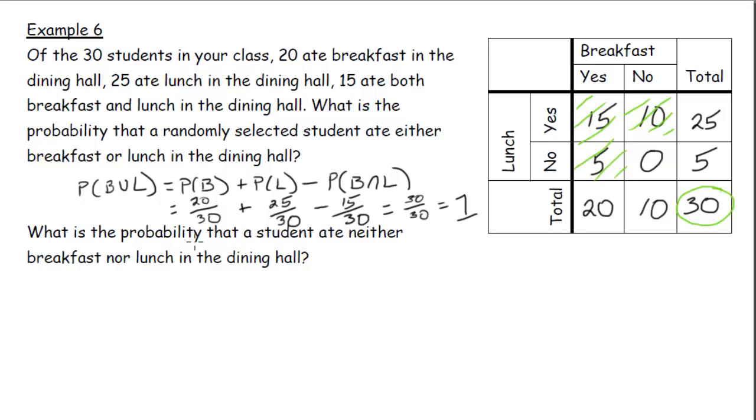Next, I want to know, what's the probability that a student ate neither breakfast nor lunch in the dining hall? So I ate no breakfast and no lunch. Well, that would be this cell right here. So the probability that I did not eat breakfast, and I hope you remember my notation there, and I did not eat lunch, well, that's going to be 0 out of 30, which is 0.